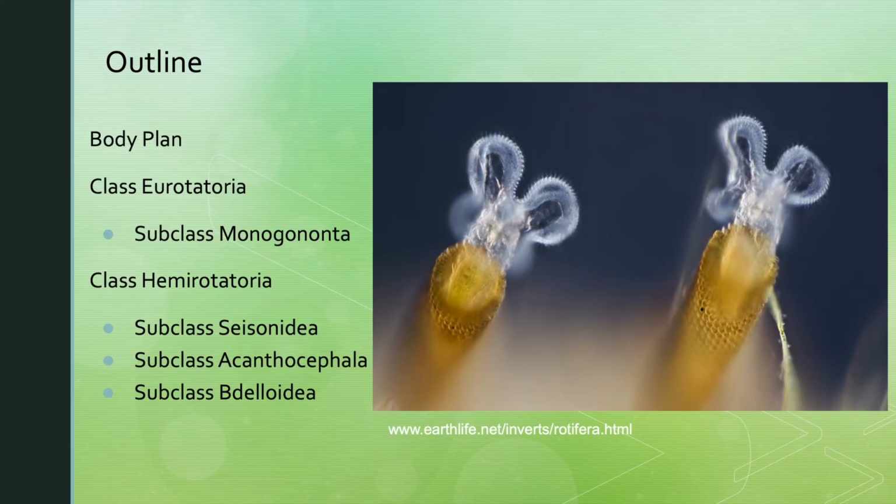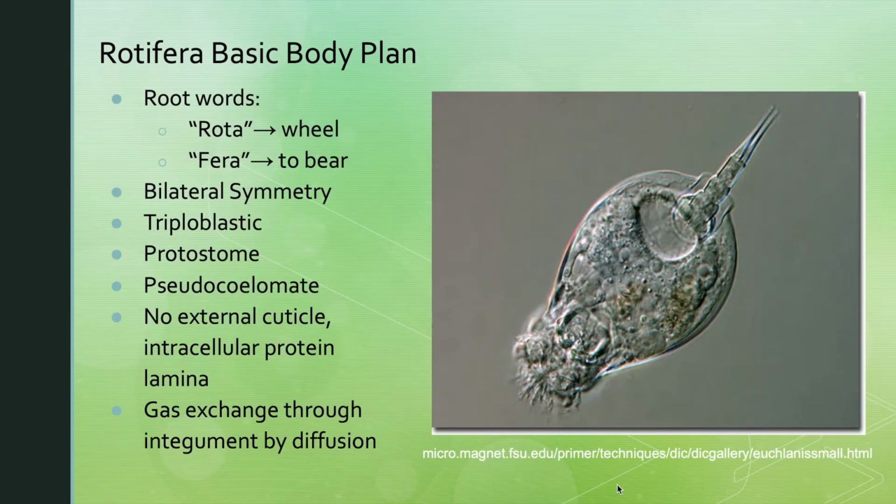So first for our outline, we're going to be going over the body plan. Some of the specific morphologies for the anatomical features might vary from species to species, but they're going to follow the same general body plan. Then we're going to be going over the classes Eurotatoria and Hemirotatoria, and within those classes we have subclasses Monogononta, Bdelloidea, and Acanthocephala, and Seisonidea. Rotifera comes from the root words rota for wheel and fera, to bear. So it's a wheel bearing organism.